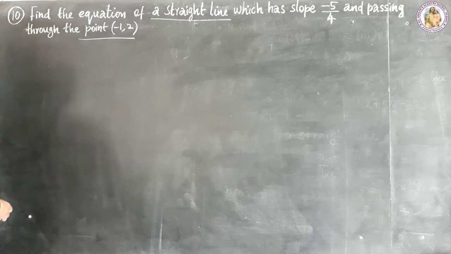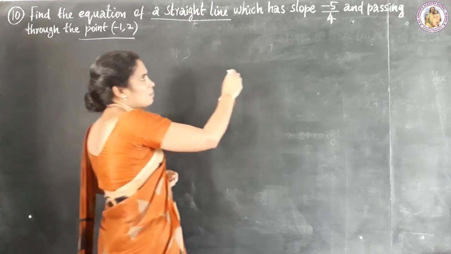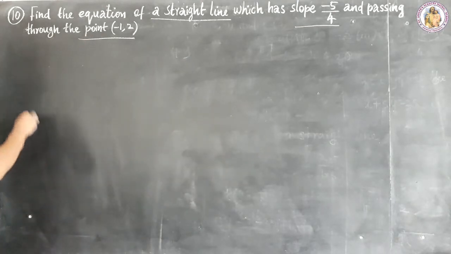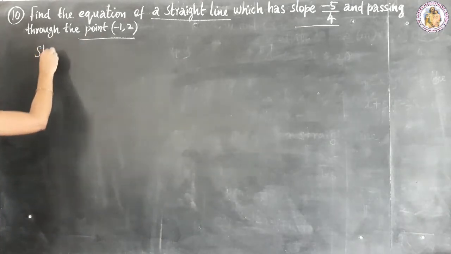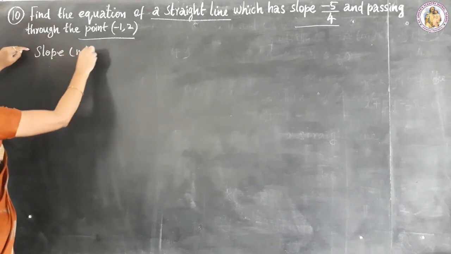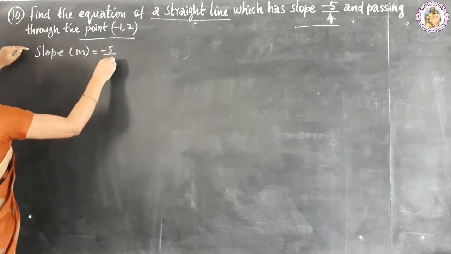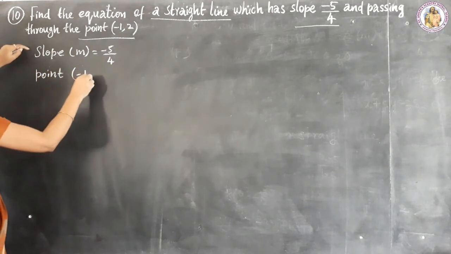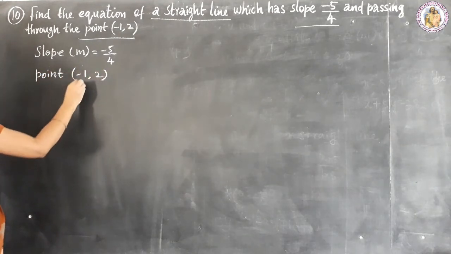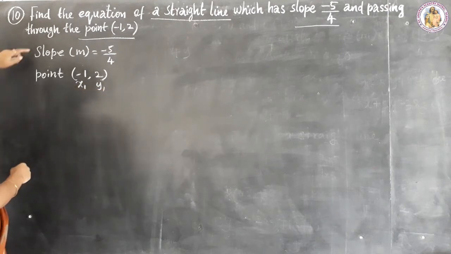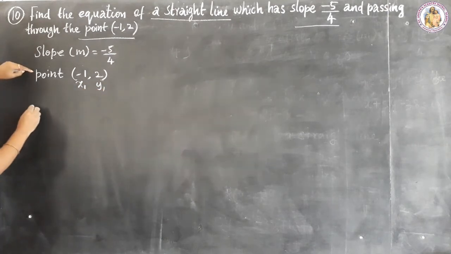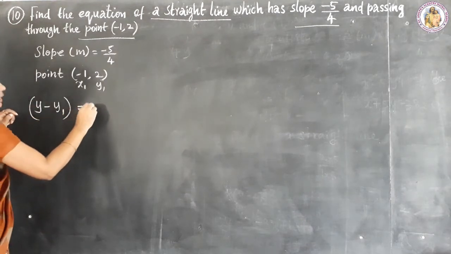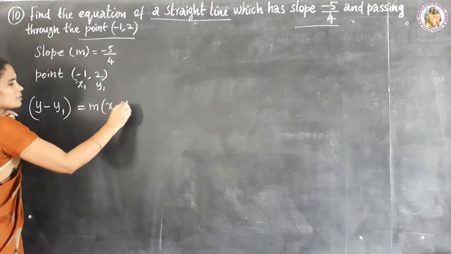Question number 10. Find the equation of a straight line which has a slope of minus 5/4 and passes through the point (-1, 2). Here we have slope m equal to minus 5/4 and the given point is (-1, 2). Taking this as (x1, y1), when the slope and a point are given, we have to use y minus y1 is equal to m(x minus x1).